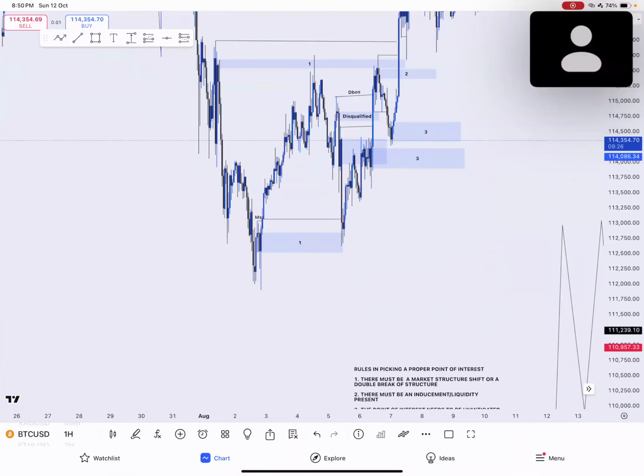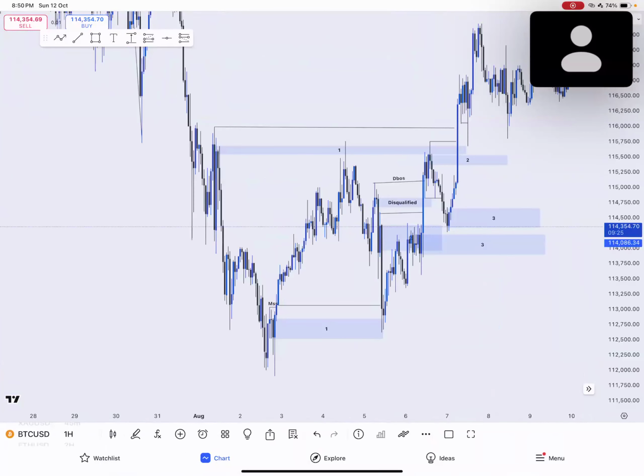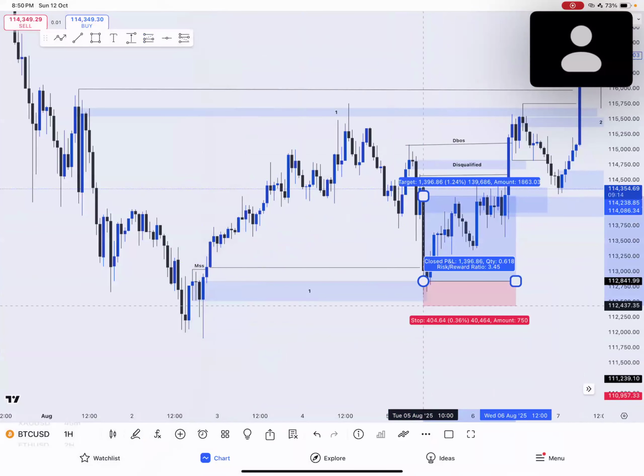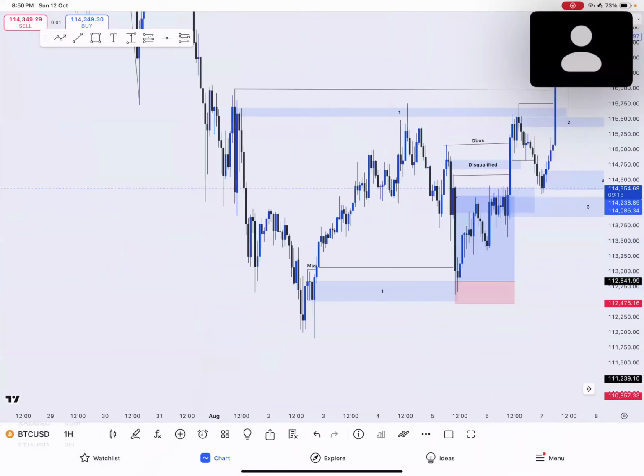So in this first scenario here, where is our inducement? Right here. Which point of interest is the one closest to it? This number 1. That's why the entry for this trade was from this order block right here. That is the first trade.